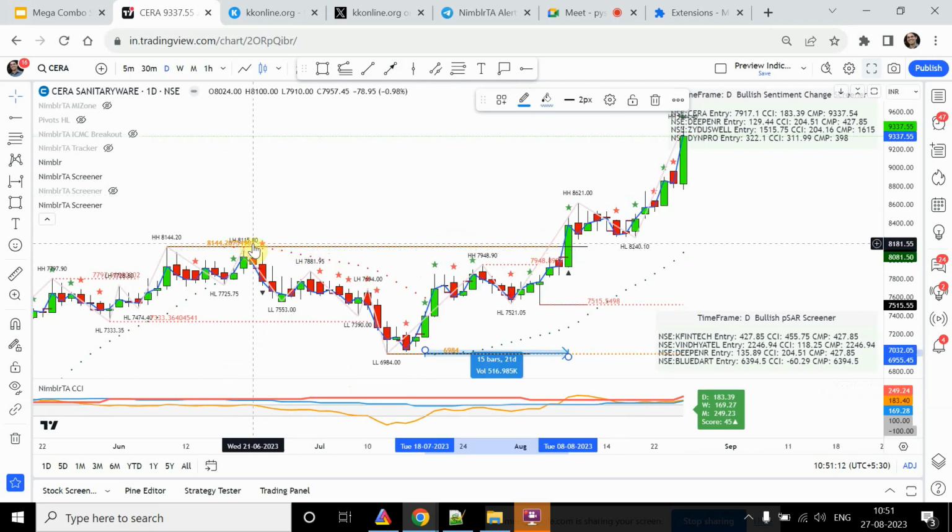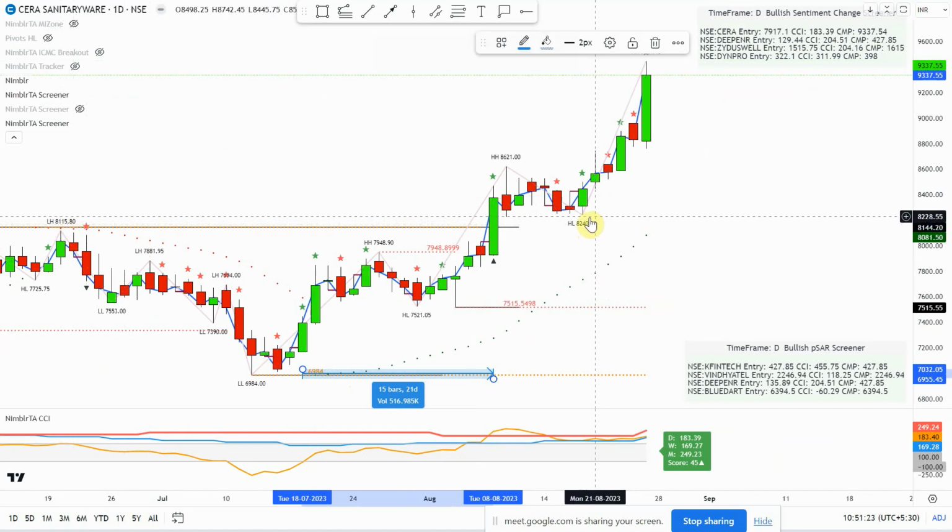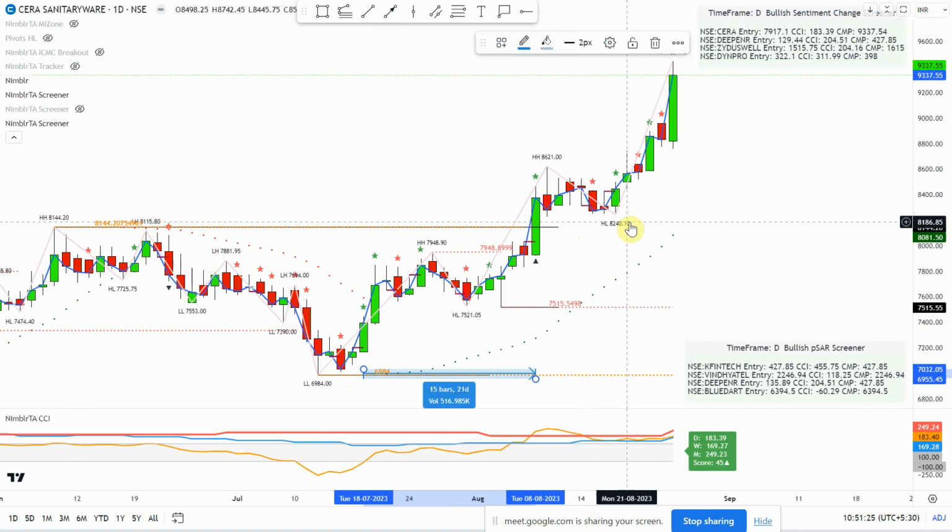The retest was at around the lower high 8115.80, this particular value, and the low which was created recently was 8240. So there's a gap over here, so there's no overlap, and then there was an ICMC breakout and it started to move ahead. So this kind of information is available with the bullish sentiment.